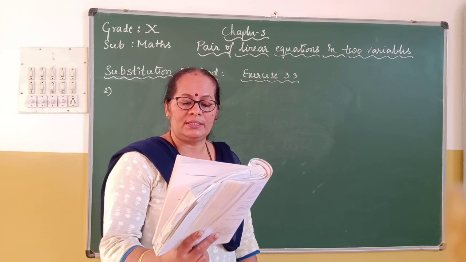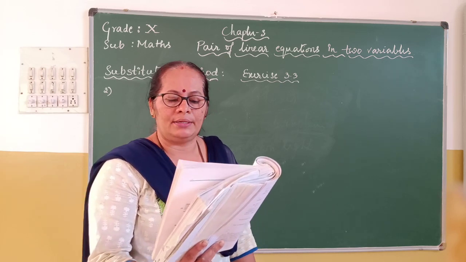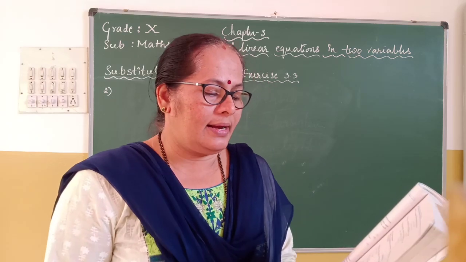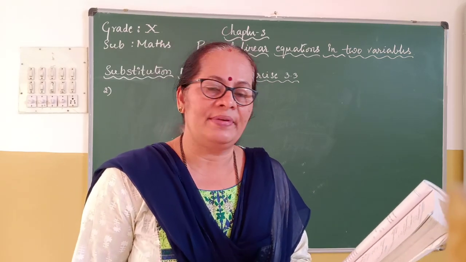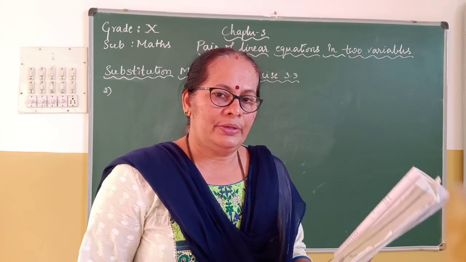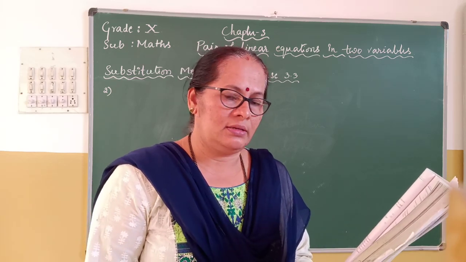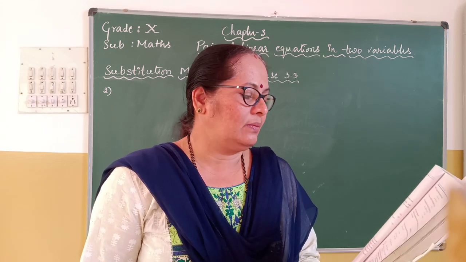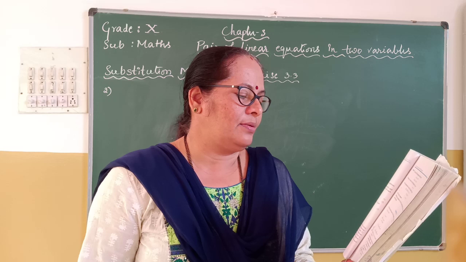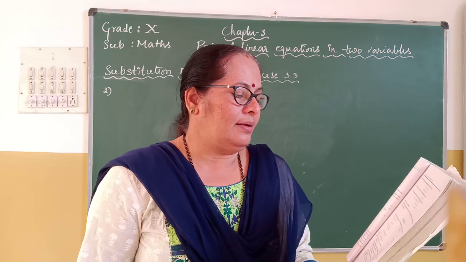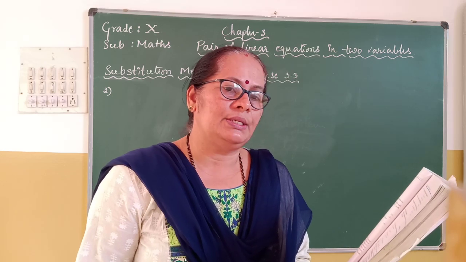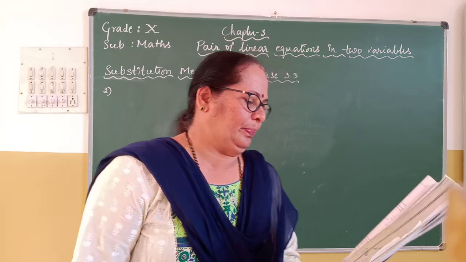Solve 2x plus 3y equals 11 and 2x minus 4y equals minus 24, and hence find the value of m for which y equals mx plus 3. Here two linear equations are given, 2x plus 3y equals 11 and 2x minus 4y equals minus 24, and find the value of m for which y equals mx plus 3.